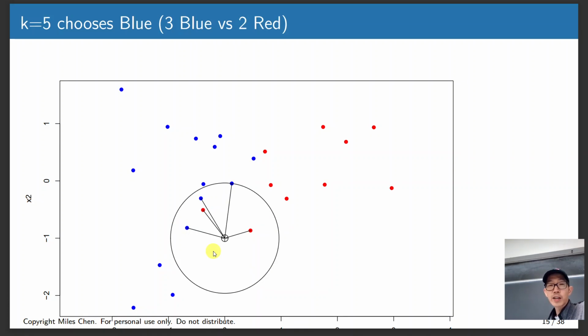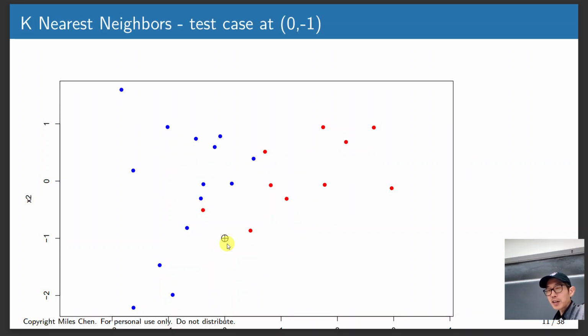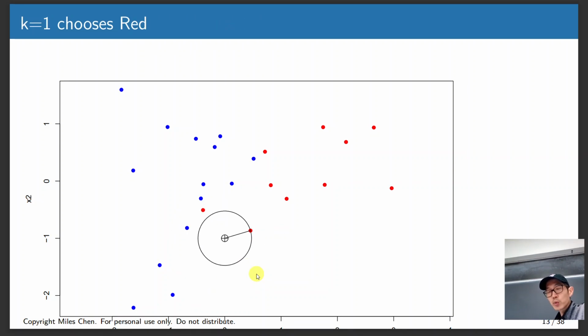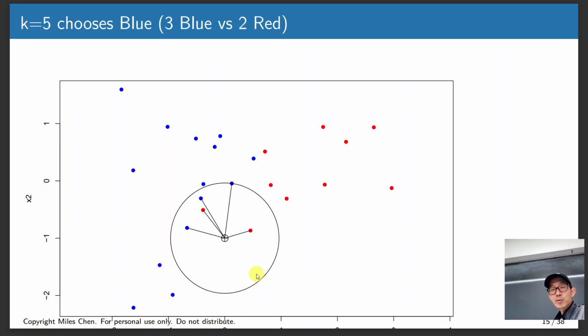With k equal to 5, now I have 3 blue and 2 red, so this will get voted blue. That's why it was kind of tricky for you guys to look at and figure out whether this is going to be red or blue, because your eyes look at this and say, maybe it could be red, maybe it could be blue. So k equal to 1 is red, 3 is red, 5 is blue.